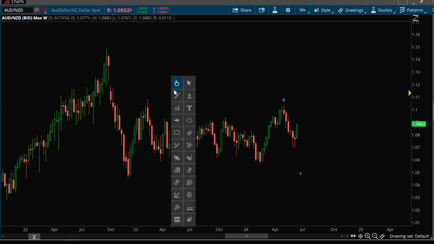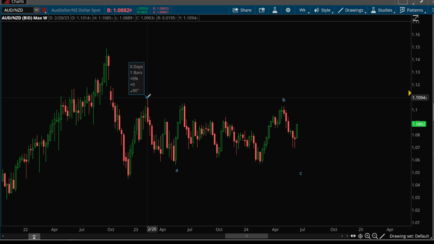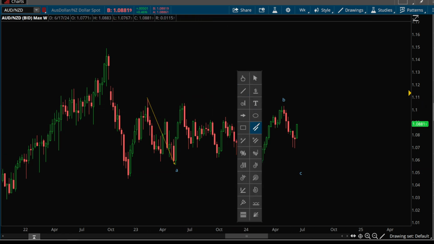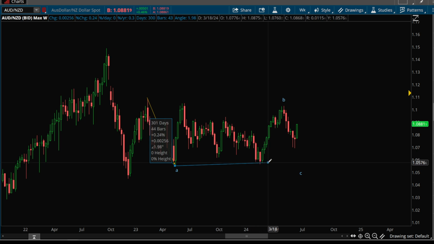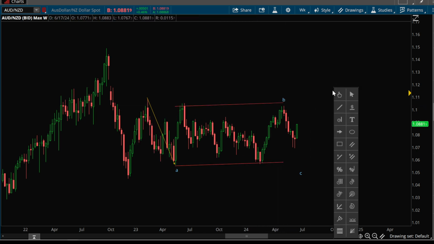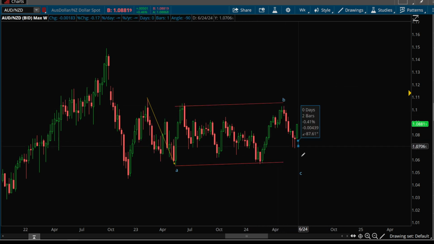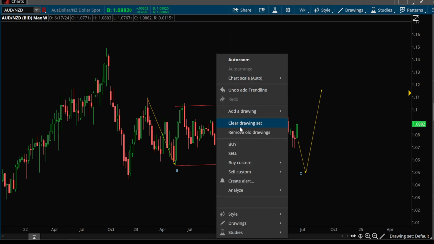You've got an A down right here, and then you have a flat in the middle for your B wave. I was looking for this impulse down to complete this one, and then we would get that final move up to complete the larger A, B, C. I could have this one wrong though.